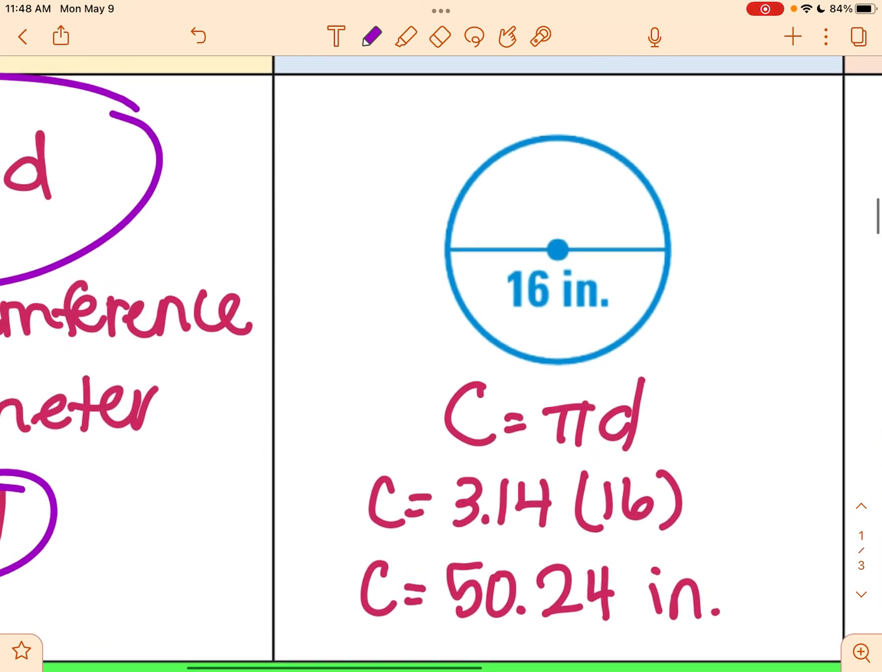Okay, so if we have this circle, and we need to find the circumference, I always write my formula, C equals pi d. Pi is 3.14 times our diameter, which is 16. We'll multiply that out, and you get 50.24 inches. And it's just inches because we're finding like the perimeter.